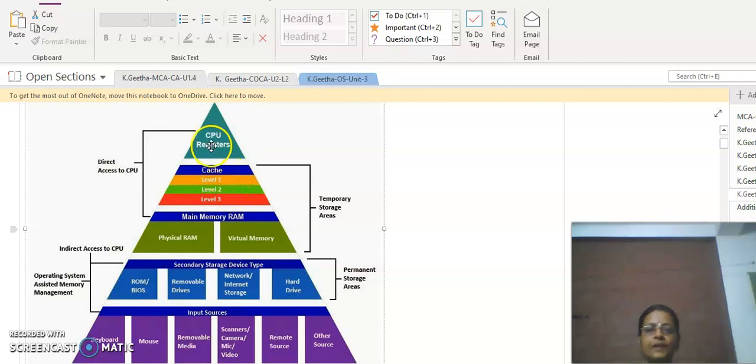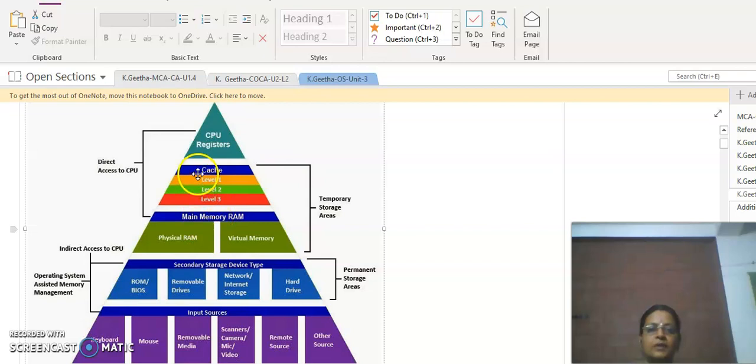The CPU will first look for the information in the level 1 cache. If it is found, it is called a hit. If it is not found, it is referred to as a miss. So it will go to the next level, and again it will continue the process till it identifies that particular item. Then the next level of memory is called main memory. After this cache memory, we have the main memory.